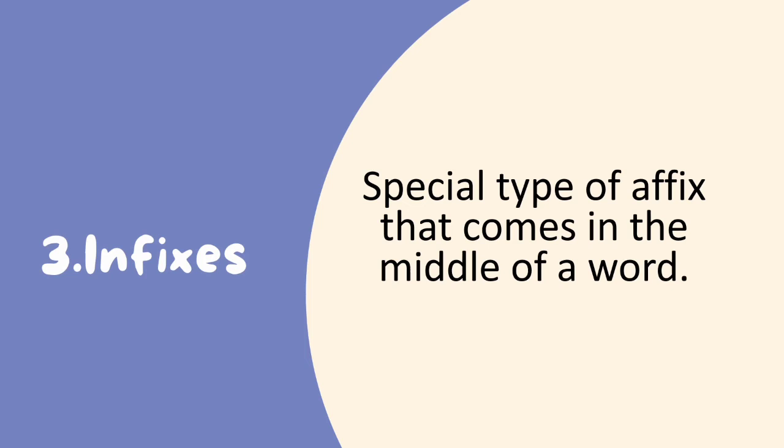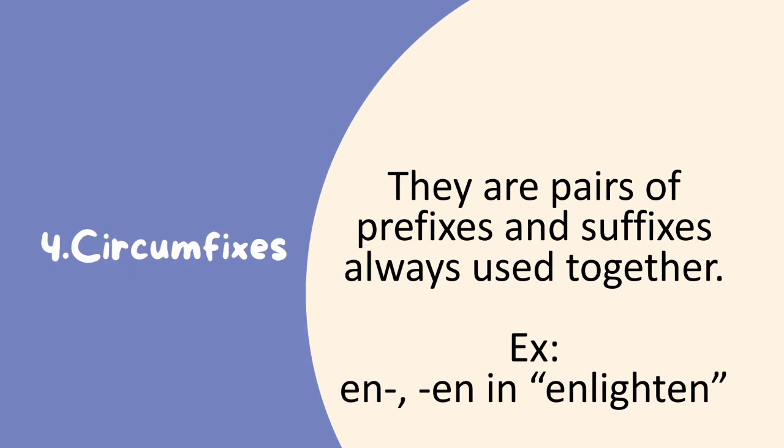The next type of affixes is infixes. This is a special type of affix that comes in the middle of a word. However, the English language does not use infixes. The last type of affixes is circumfixes. They are pairs of prefixes and suffixes always used together. For example, the prefix en and the suffix en in the word enlighten.